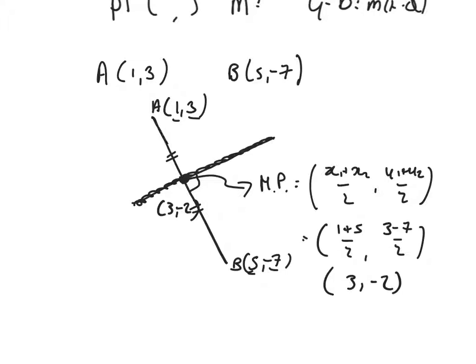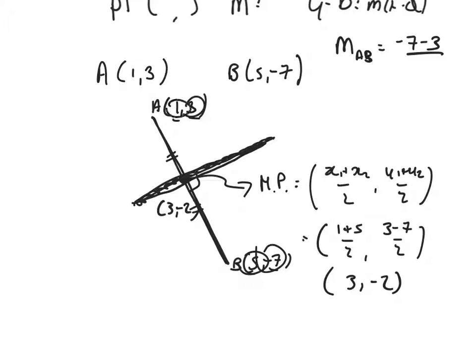Now what I'm going to do next is find the gradient of AB. And from then look at how to find the gradient of the perpendicular line, which is the perpendicular bisector, using some knowledge that I've already acquired in straight lines. So the gradient of AB is going to be minus 7 minus 3 over 5 minus 1. Minus 7 minus 3 is minus 10. Minus 10 over 5 minus 1 is 4, and that will simplify down to minus 5 over 2.